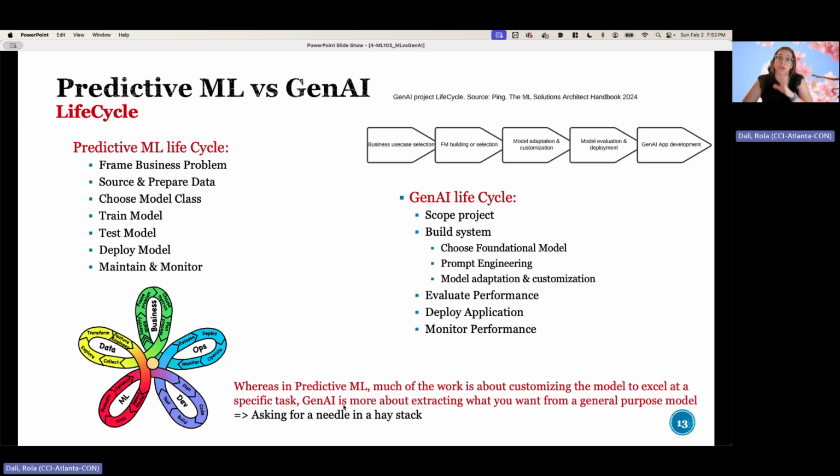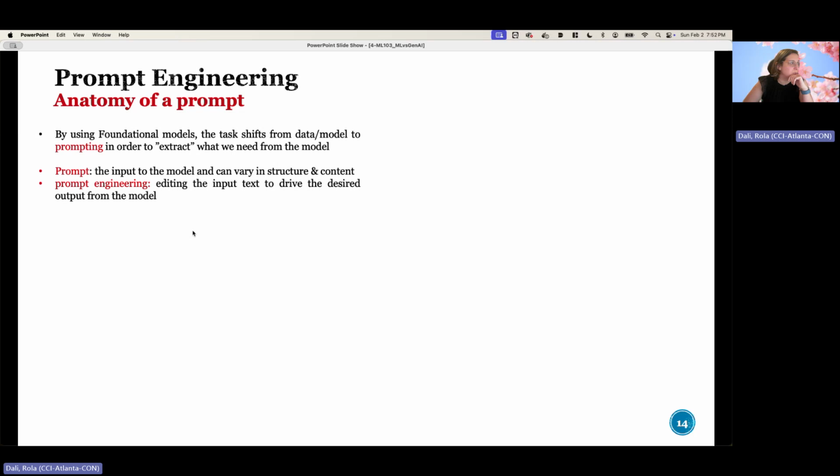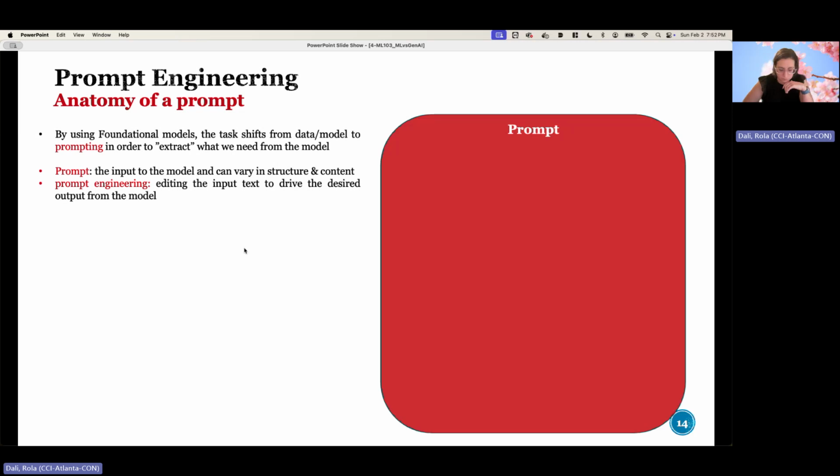This model knows a lot of things. It knows 20,000 years' worth of data, 15 trillion tokens, and you're asking it for maybe 100 tokens or 1,000 tokens. So it's really like asking for a needle in a haystack. How you frame that question, or how you talk to the model, helps your success in getting what you want. And so this is where prompt engineering comes in.